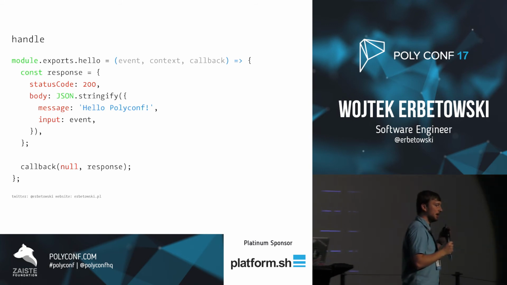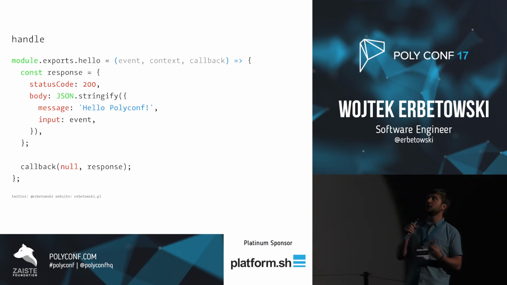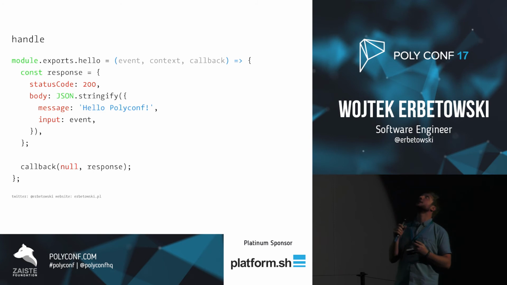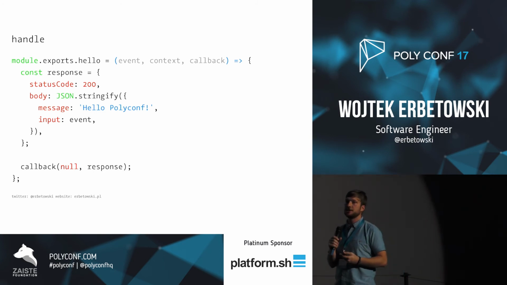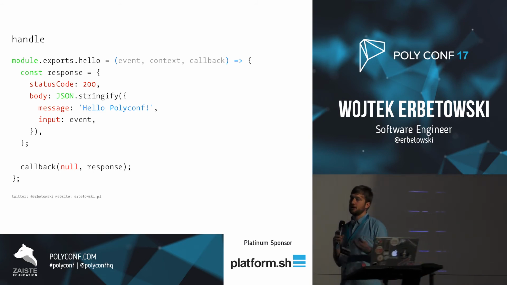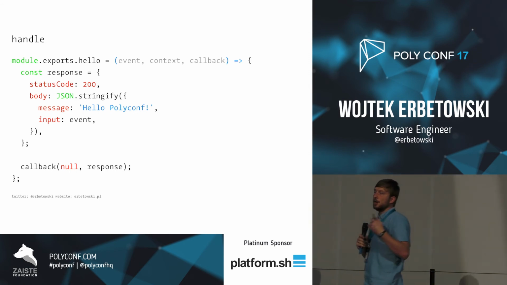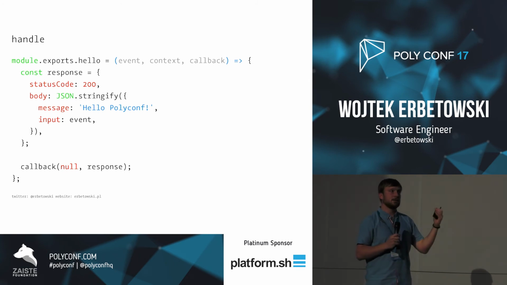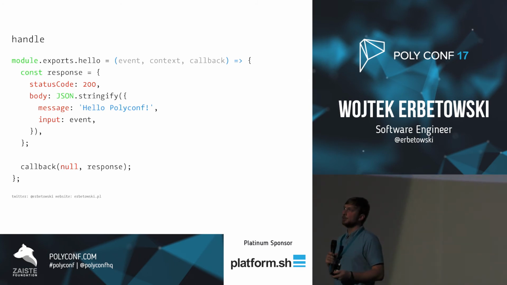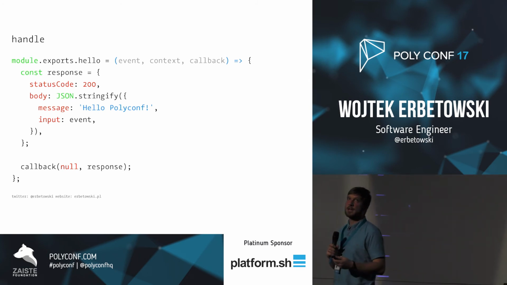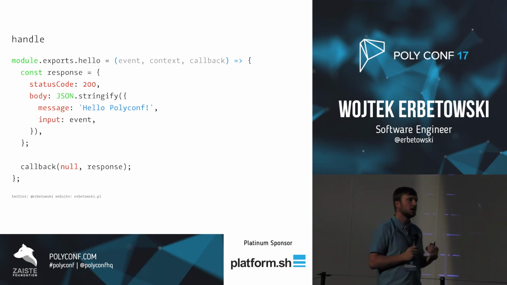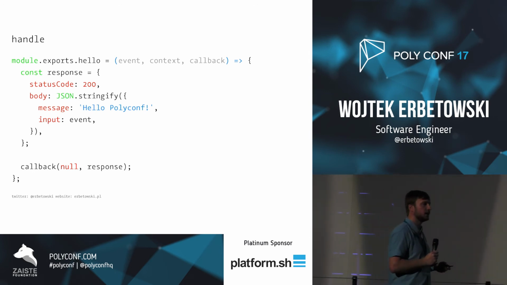So as you can see, the API is minimalistic. You just get the event, context for configuration stuff, and a callback, because don't forget you're in a Node.js environment. So it's not enough to just exit from this method. You have asynchronous code, so in the end, you just have to call the callback to show that your result is ready.